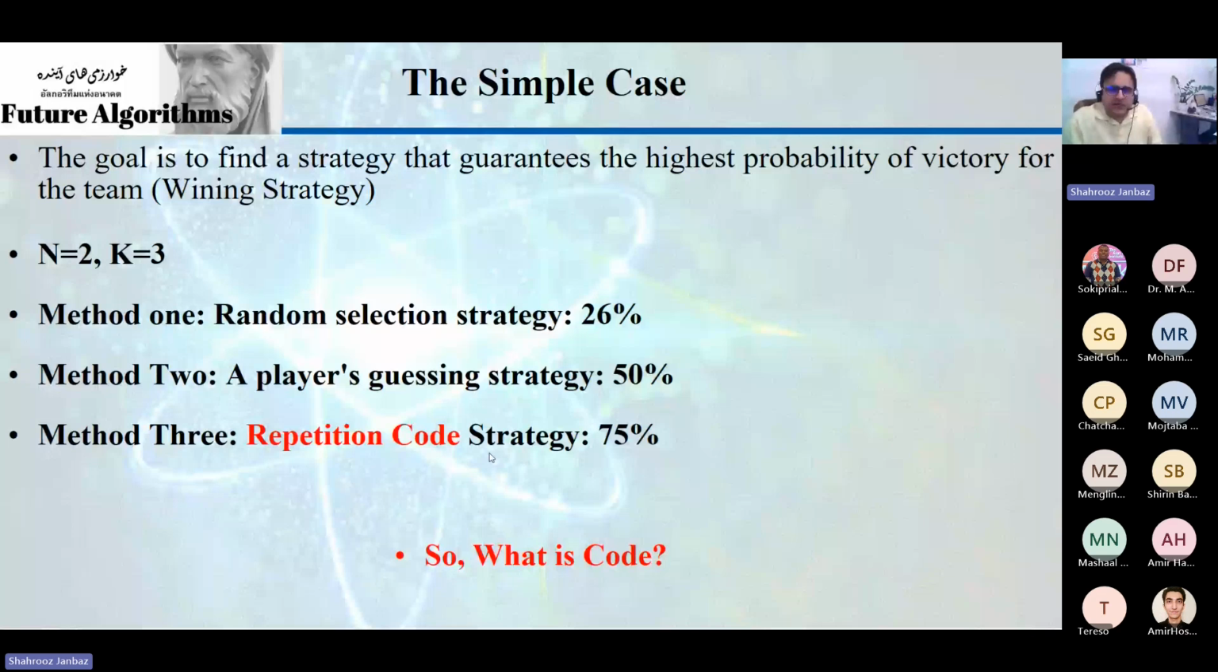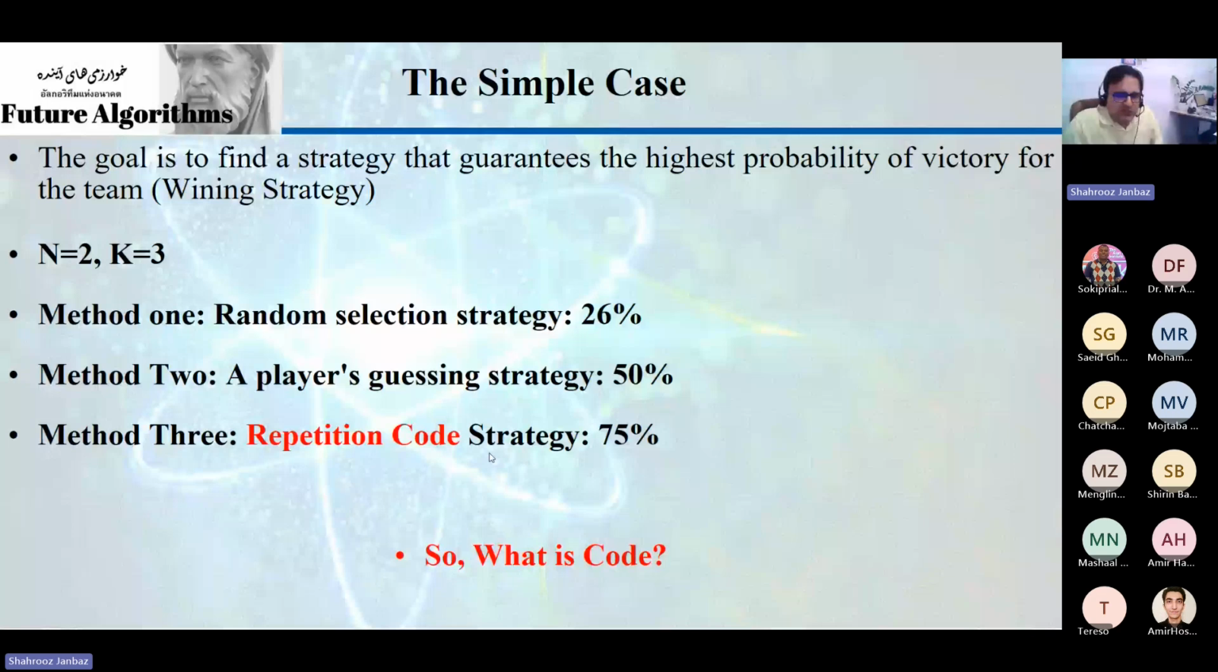In this strategy, all players except one pass, and one player guesses his hat color. With this strategy, the gain is 50%, and we can see that we can do better than the previous strategy. But now we have a very tricky strategy.